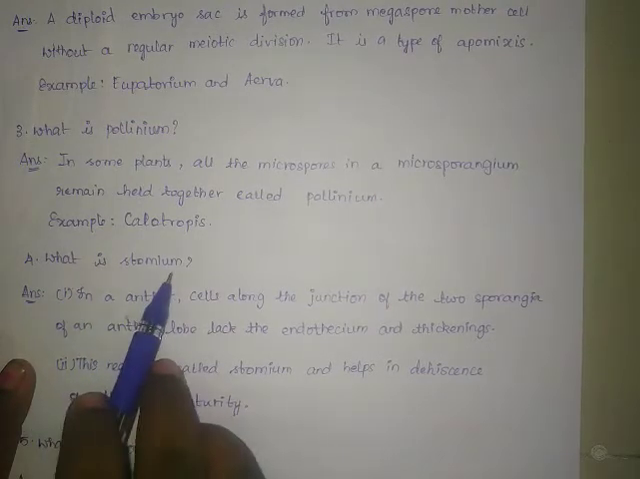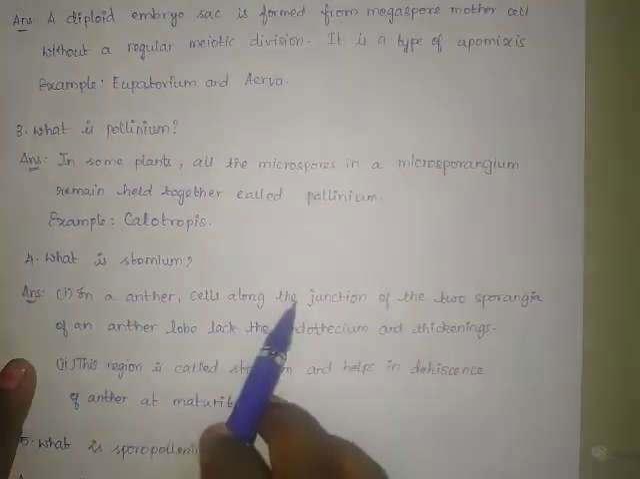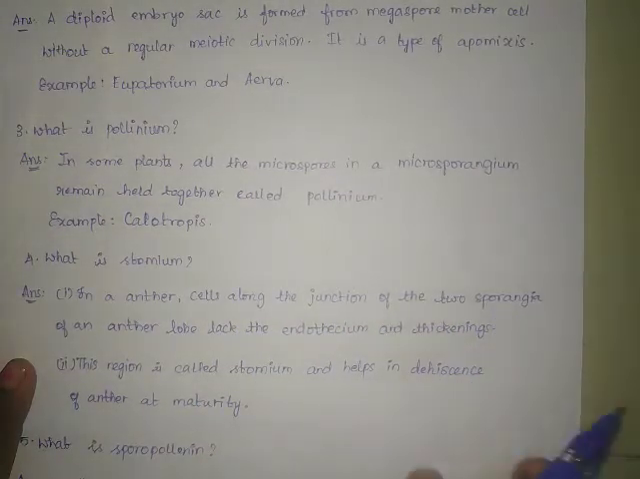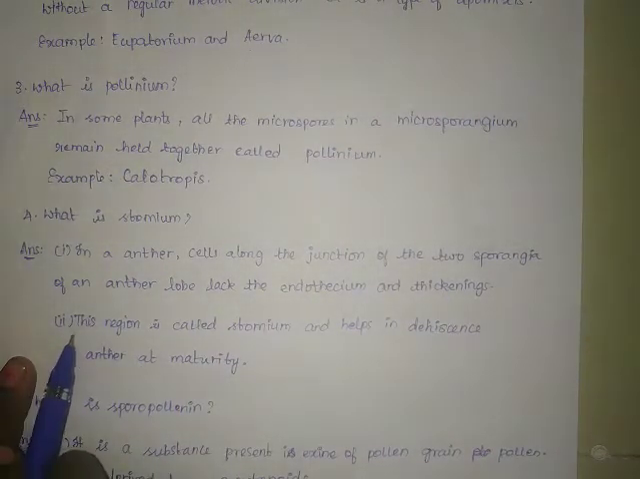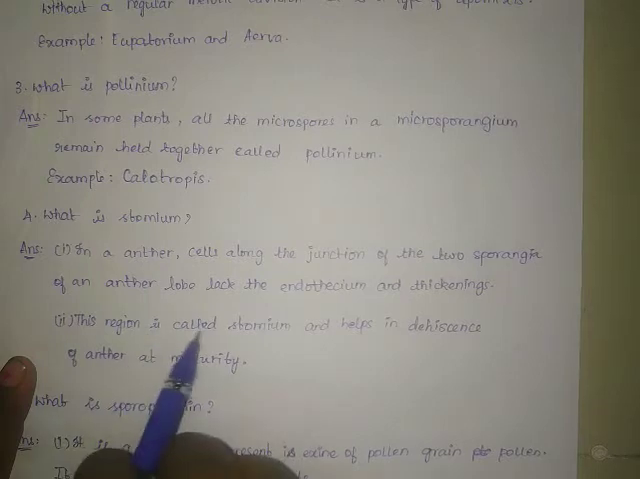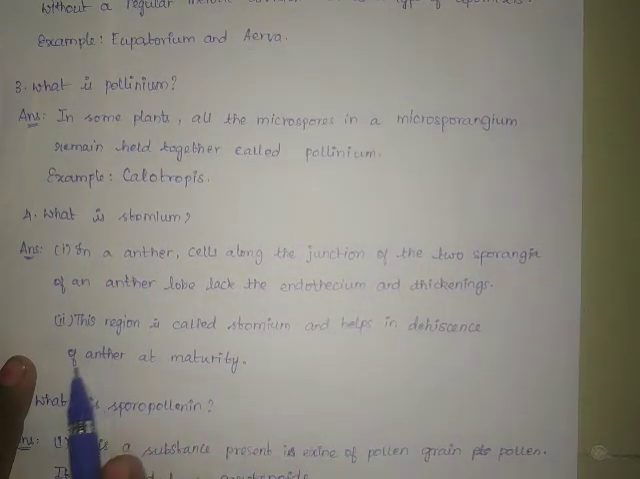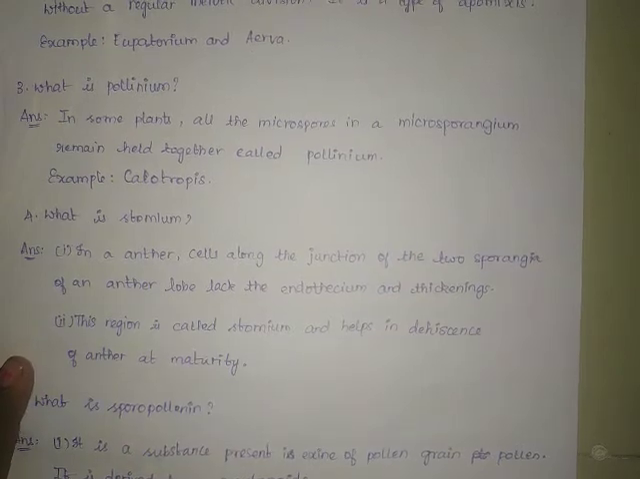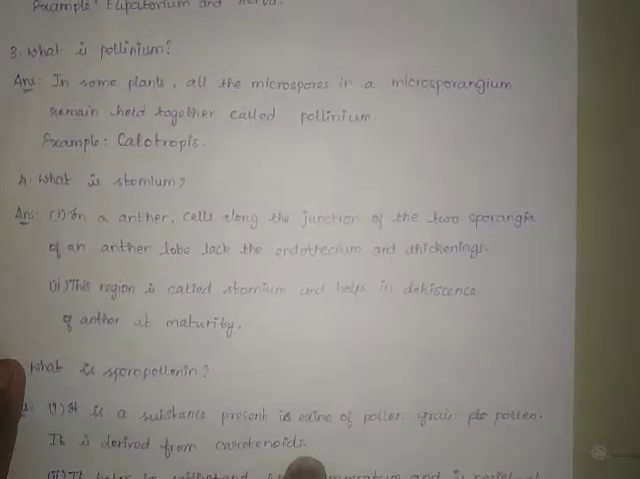what is stomium? The correct answer is: in an anther, cells along the junction of the two sporangia of an anther lobe lack the endothecium and thickenings. Next, second point, this region is called stomium and helps in dehiscence of anther at maturity. This is the answer for fourth question. Copy it down.